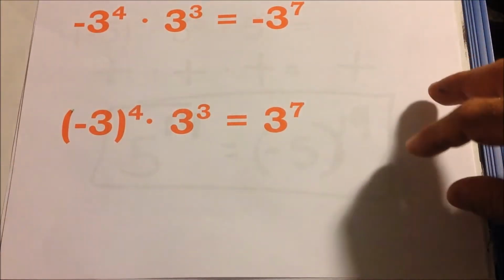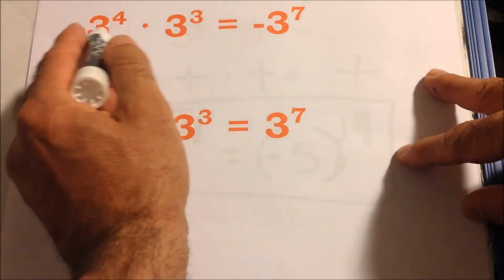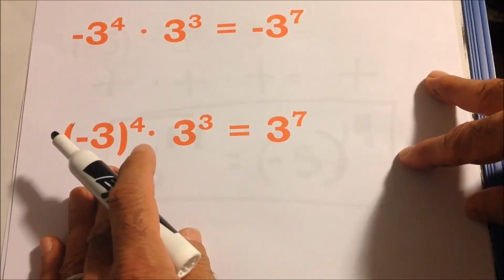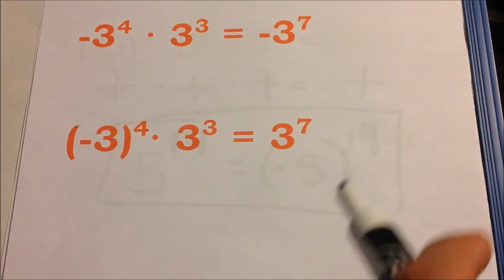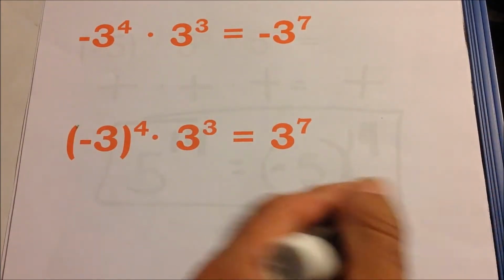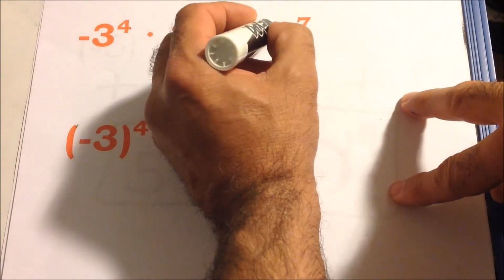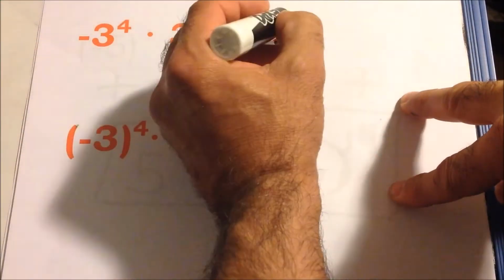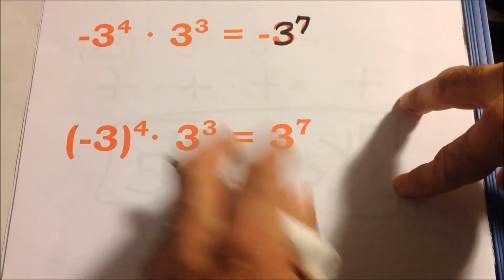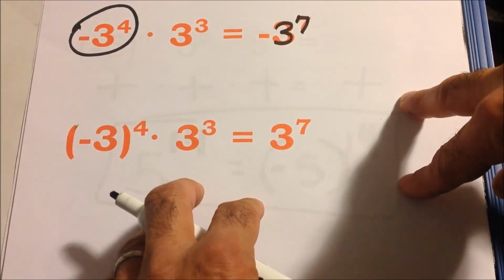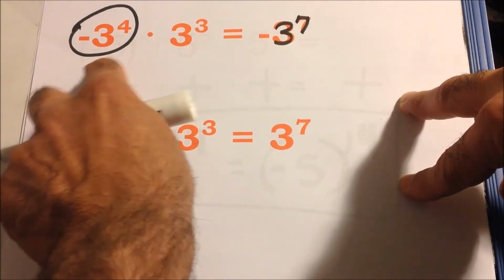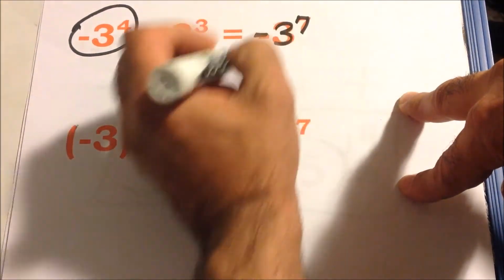So over here, we have a -3 to the 4th power times 3 to the 3rd power. Now, why did I use -3 to the 7th power? Well, we know we're going to use a 3, and we add the exponents, we get 7. And we know that this answer right here is always going to be negative because there's no parentheses. So our answer has to be negative.